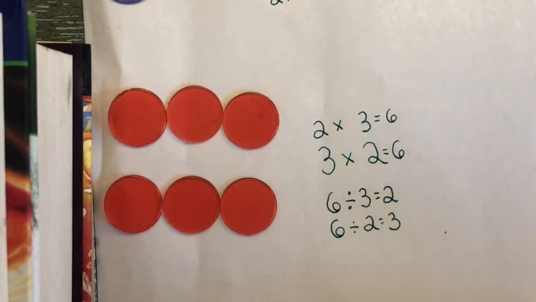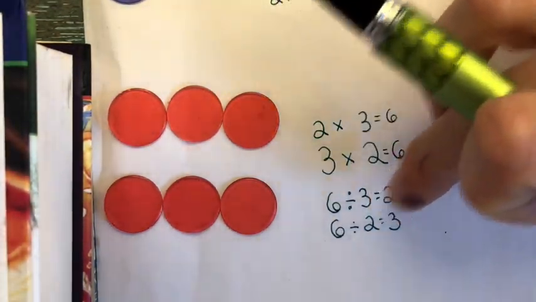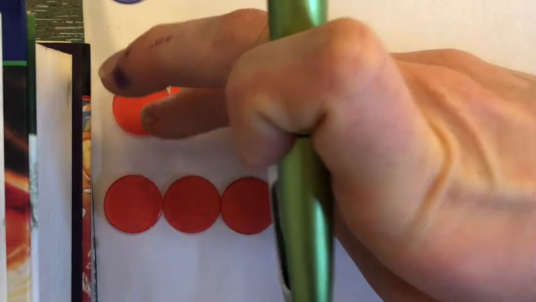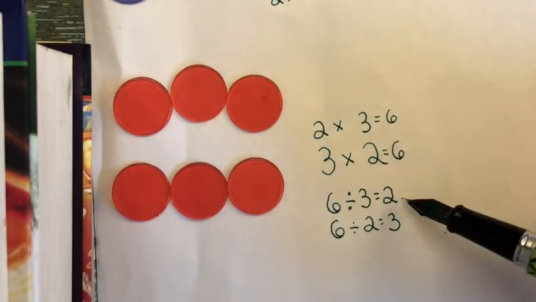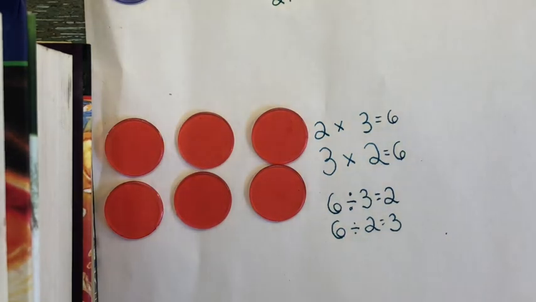I could also, and some people find it easier to look at it this way, I could do 6 divided into groups of 3 is going to give me 2 groups, right? Or 6 divided into groups of 2 is going to give me 3 groups.